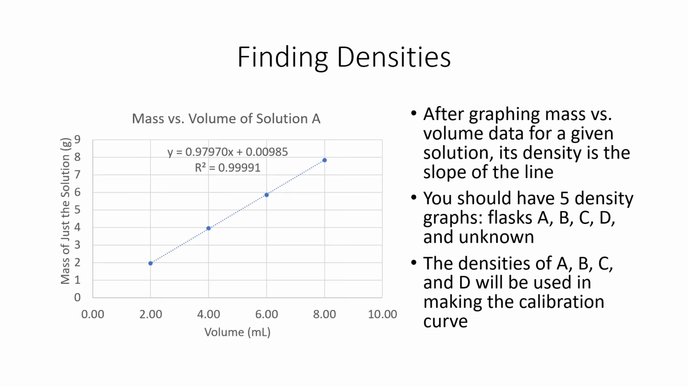In the video titled Graphing in Excel to Find Density, I have gone through the steps of graphing mass and volume data to find density of a solution. Remember, density is the slope of a graph of mass versus volume. You should have followed the steps from the video to create 5 different graphs, one each for flasks A, B, C, and D, plus one for a solution of unknown concentration. In order to make our calibration curve, we will use the densities of flasks A, B, C, and D, along with the values we calculated for the mass fractions of flasks A, B, C, and D.